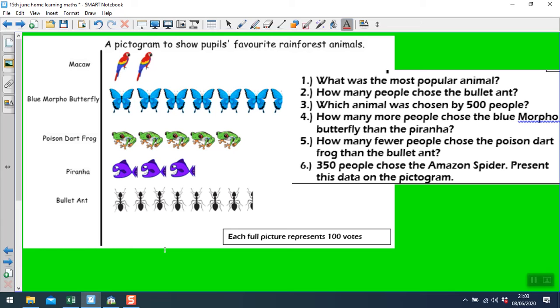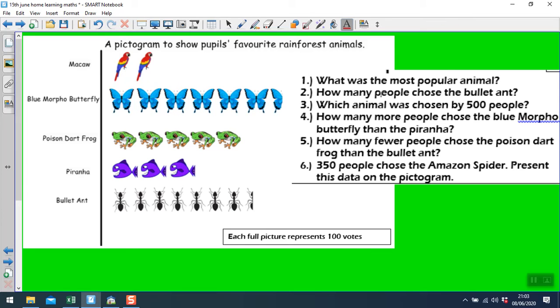Now I've got this again, but look, we've got a different key here. So now each full picture represents 100 votes. Pause the video while you answer the questions. So what was the most popular animal? It was the blue morpho butterfly.